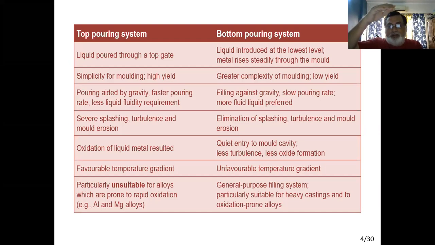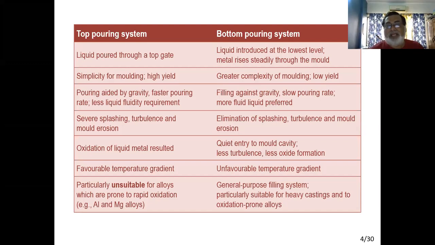So the first liquid's temperature is reduced, solidification will start from there and go upwards, because the topmost liquid is hotter. This is the favorable temperature gradient. That means solidification is occurring from the bottom towards the liquid metal entry.